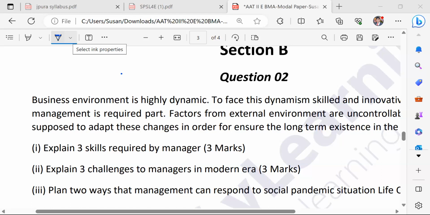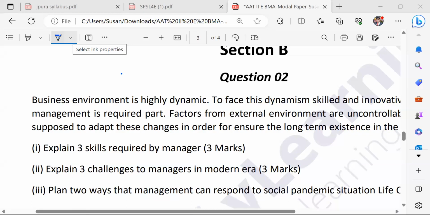This is actually included in chapter 1, lesson 1. There are requirements for a good manager. For a good manager, there are 3 main skills: conceptual skills, interpersonal skills, and technical skills.